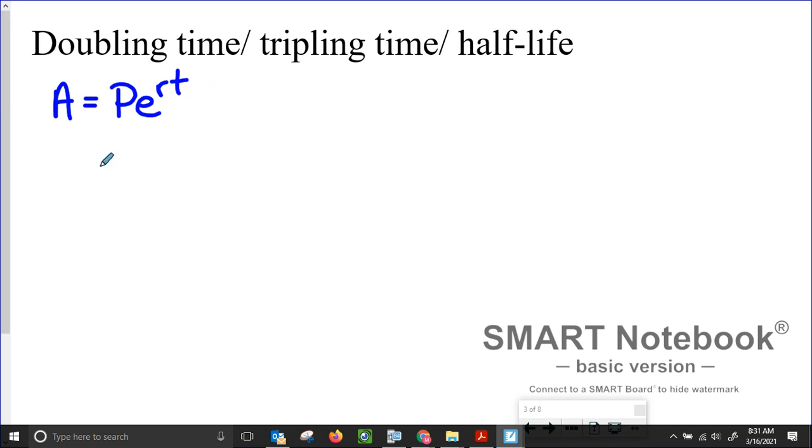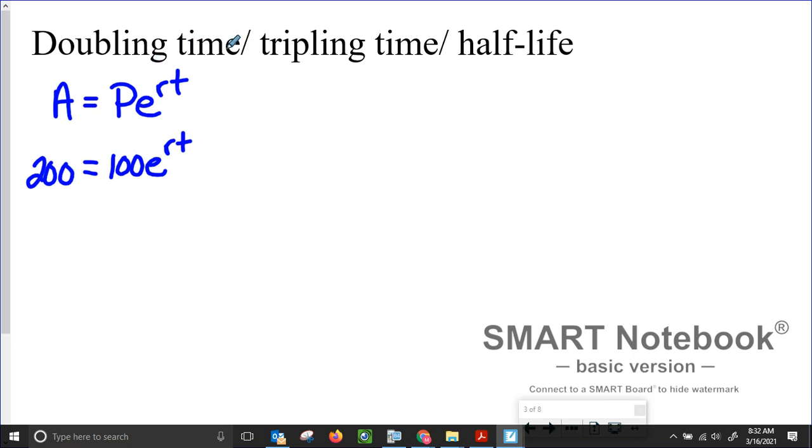Now, obviously doubling time is the amount of time that it takes some investment to double. Remember, P here is my principal or initial amount, so we can pick any number that we want here. It doesn't matter. Let's just pick 100, and then we'll still have this e to the RT. Well, if we start with 100, what is double 100? 200. So that's what we would put here.